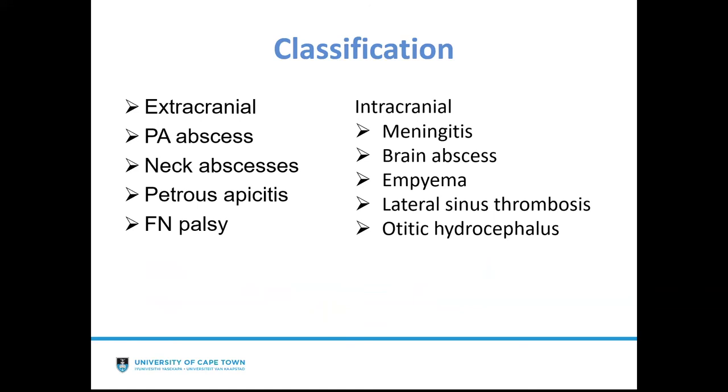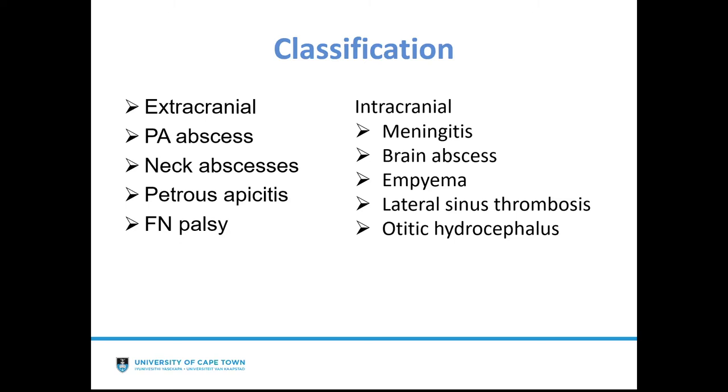So basically, these complications can be classified into either intracranial complications or extracranial complications. Your intracranial complications being meningitis, brain abscesses, empyema, lateral sinus thrombosis, and otitic hydrocephalus. And then your extracranial complications, you can divide into intratemporal and extratemporal complications. Your extratemporal complications being your posterior superior tract abscess or your neck abscesses that we'll discuss later. And your intratemporal being your petrous apicitis, facial nerve palsy, and labyrinthitis. Forgot to put that down.